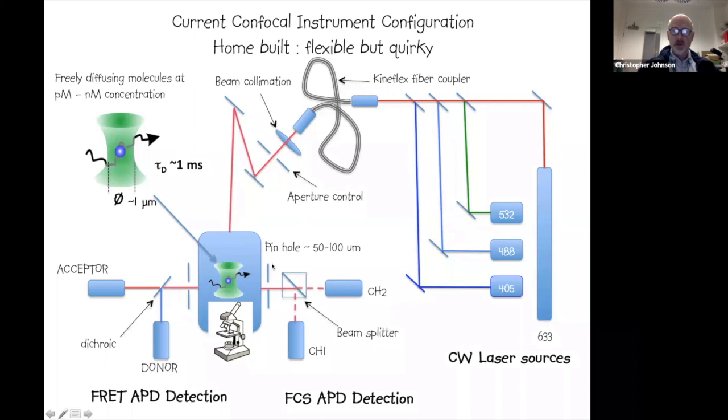And then we have two options for collecting light, and here we have the confocal pinhole on either side of the instrument. So we can collect the photons either using a prism within the microscope that will switch the collected light into two different collection areas. On one side, we have two APDs, which receive the light approximately 50% each using a beam splitter. This is used for FCS. And then on the other side of the microscope, we have a dichroic that will fractionate the donor and acceptor wavelengths of light.